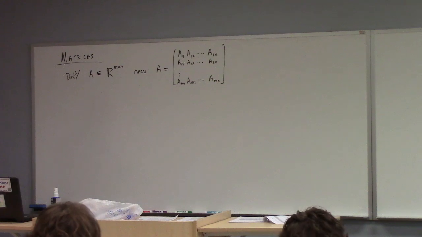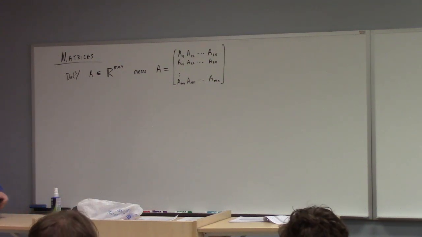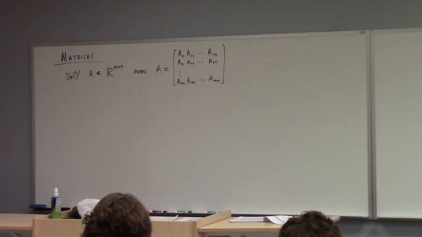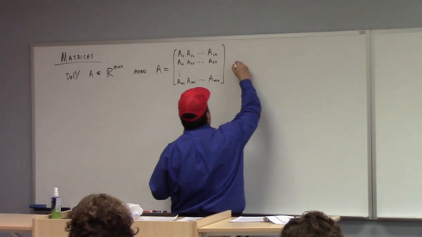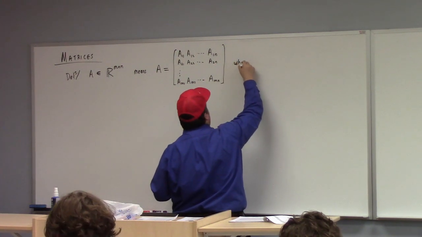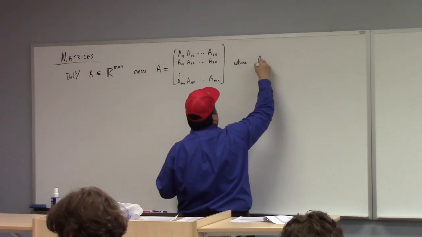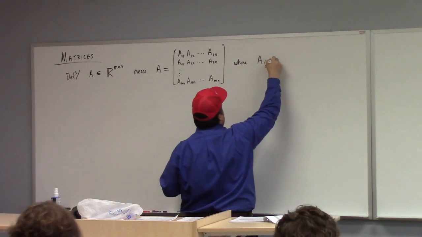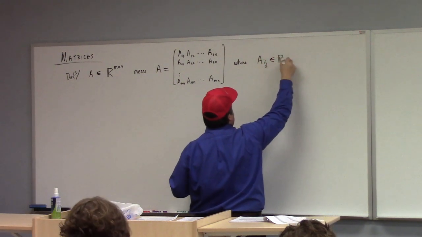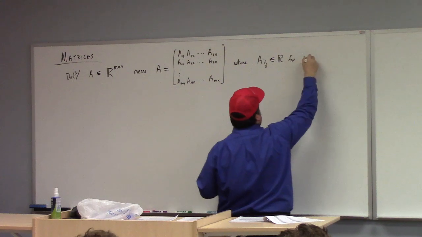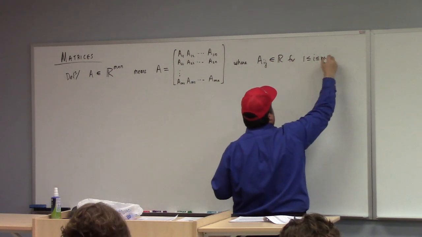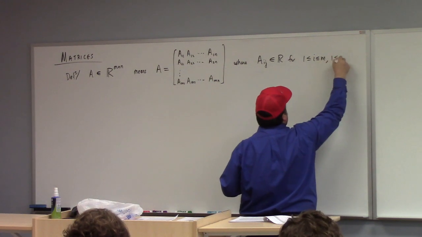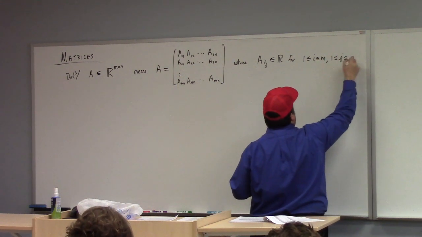An M by N matrix. So what we're looking at is M rows and N columns here, where Aij is an element of the reals for 1 less than or equal to i less than or equal to M, and 1 less than or equal to j less than or equal to N.